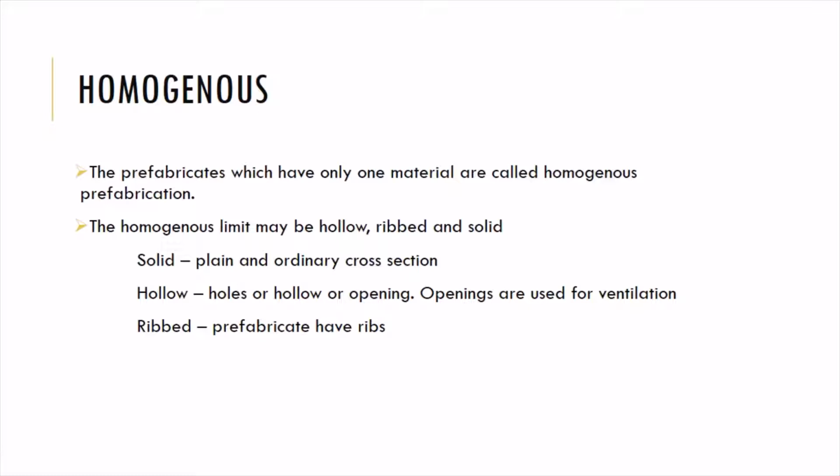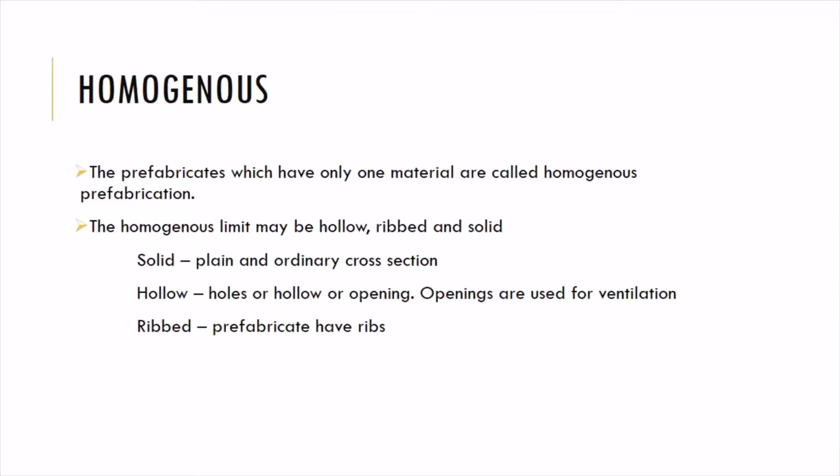Solid is a cross section made up of only one material, and there will not be any openings provided in the solid object. It looks like a solid object, like a brick. There is no deviation in its dimensions. But hollow is not similar to the solid. Here we have some holes or hollow openings provided in the section. This is the difference between solid and hollow. And ribbed looks like a beam. So these are the three things involved in the homogeneous.